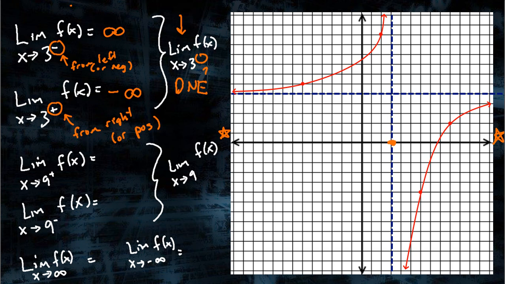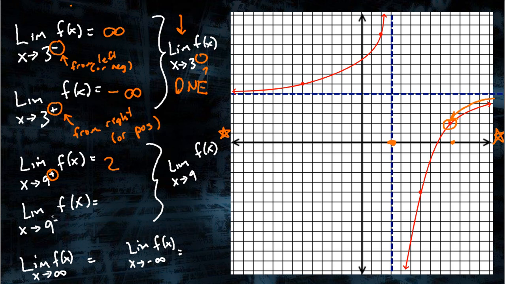So let's try this one. The limit as x approaches 9 from the positive side. So 9 is right here, and I want to come at it from the positive side, so that would be this way, and it looks like we're going to come to a 2, so 2.